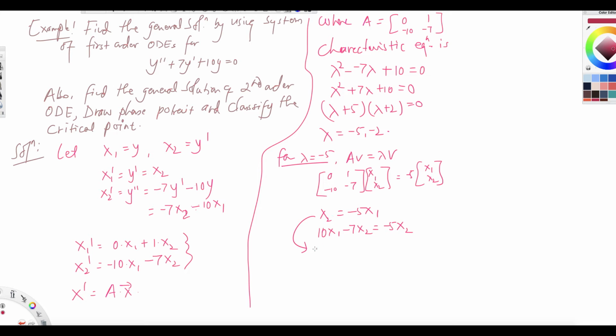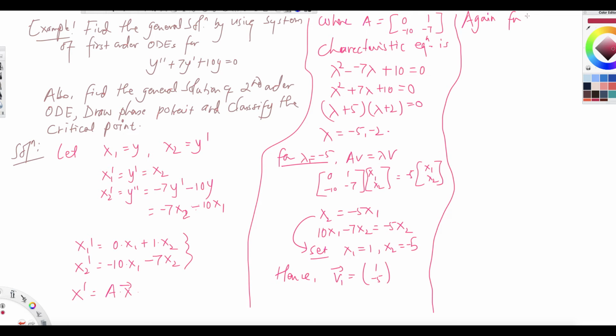So let us take the first one. What you get here is x2 equals negative 5x1, right? So if you set x1 equals 1, what do you get? x2 will be negative 5, right? Hence the eigenvector v is, you can say v1, because this is for the first eigenvalue, lambda 1, equals 1, negative 5. So this is the eigenvector for the first eigenvalue.